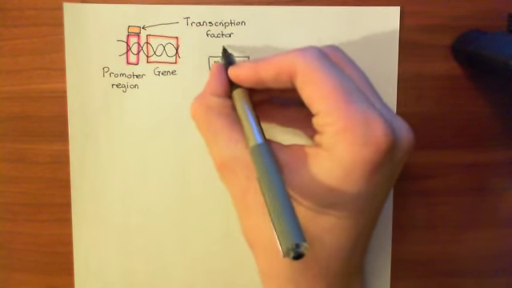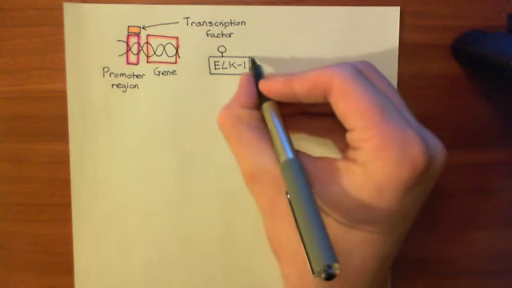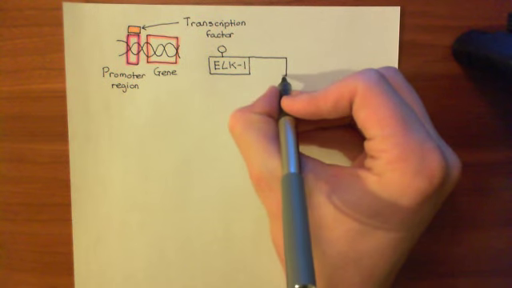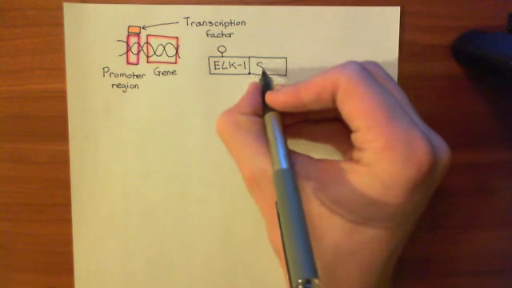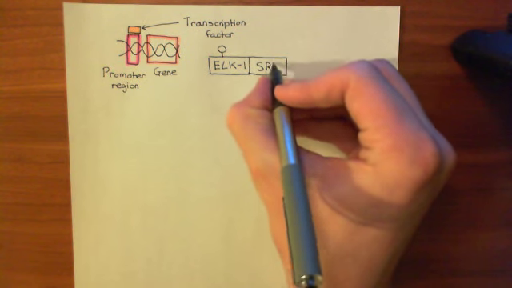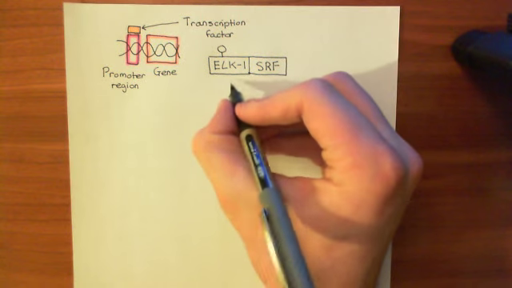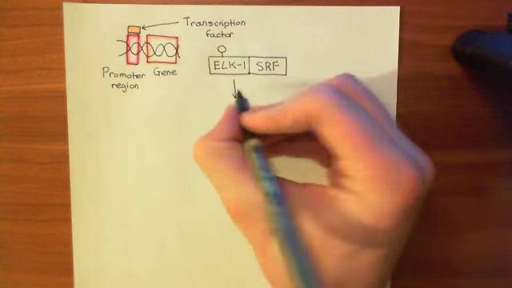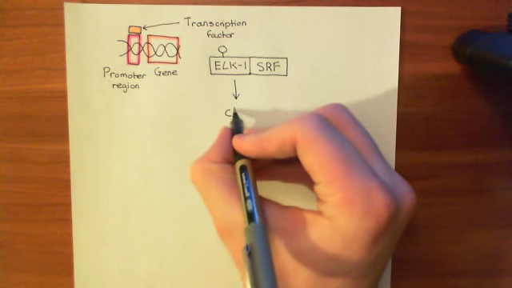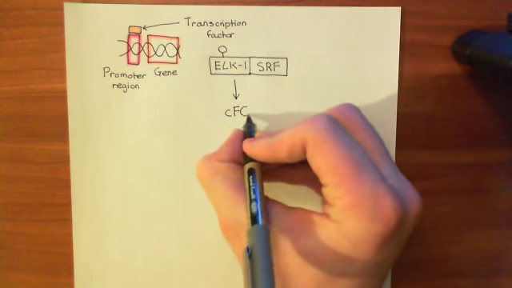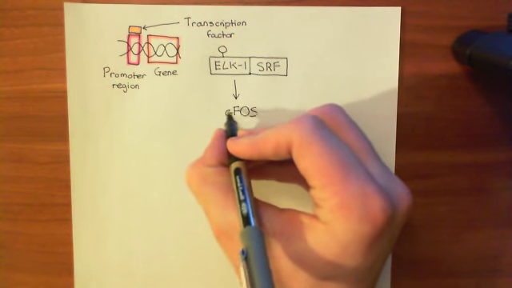So once you have phosphorylated ALK1, it combines with another protein known as SRF. And this complex of ALK1 with SRF binds to the promoter region of certain genes and then acts as a transcription factor. And one of the genes that it's going to increase the expression of is for a protein known as CFOS.